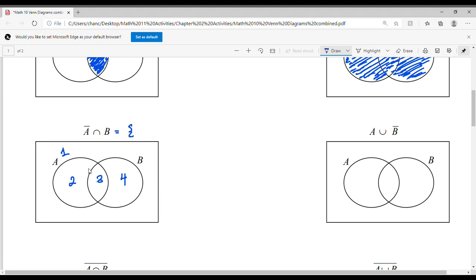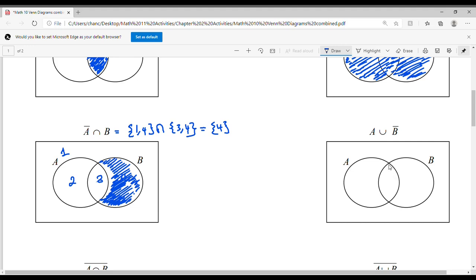Now, let's look for A complement. A complement is everything that's outside of A. Well, everything outside of A would be region 1 and region 4. I'm going to intersect that with B. B contains region 3 and region 4. Now, what's the intersection between 1, 4 and 3, 4? That's going to be the overlaps. What do they have in common? They have a 4. So I'm just going to shade region 4. This is our solution. We're just going to shade everything in B except the overlap with A.